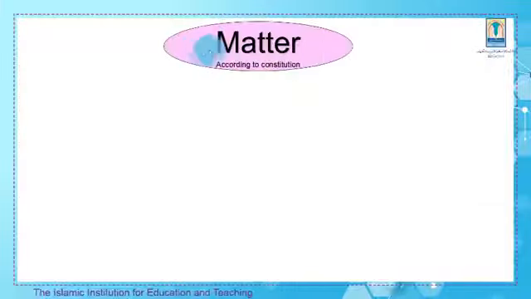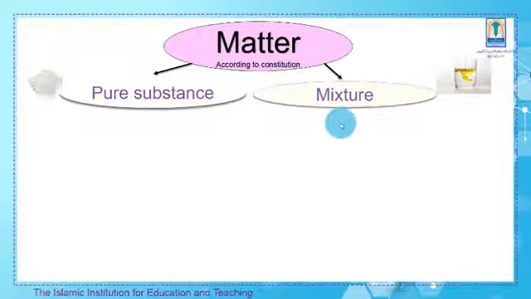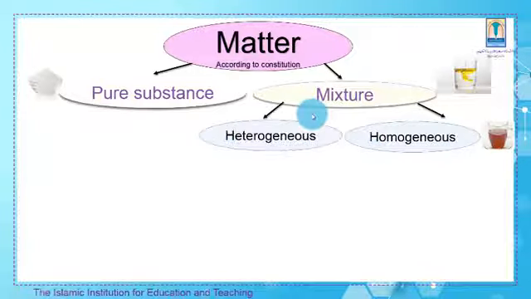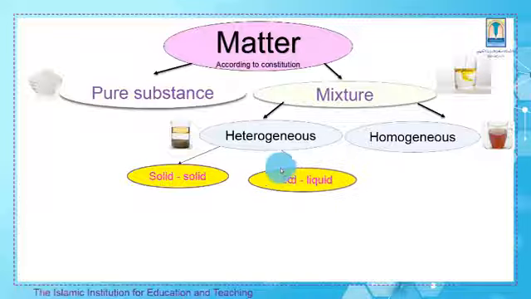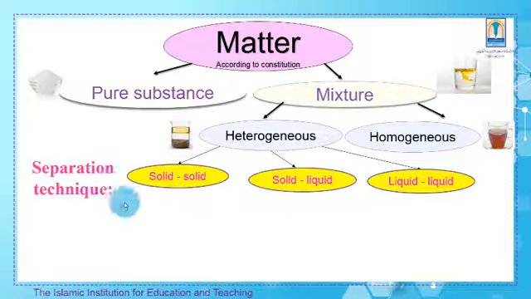Now let's recall. We already know that matter can be classified according to its constituents into pure substance like sugar and mixture like water and oil. A mixture can be homogeneous like tea or heterogeneous like water, oil and sand. A heterogeneous mixture can be of solid-solid constituents, solid-liquid constituents or liquid-liquid constituents. Each constituent can be separated using different separation techniques.